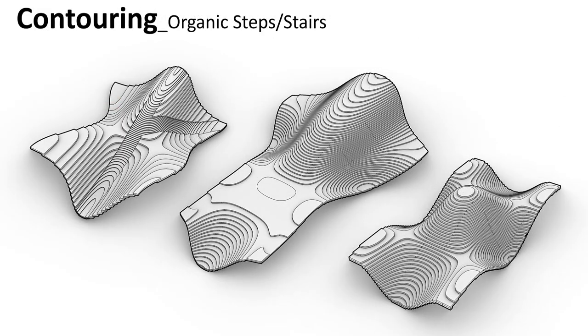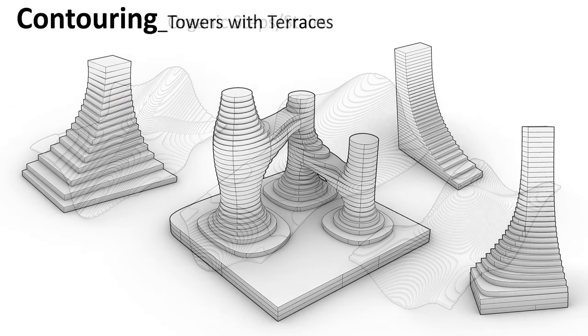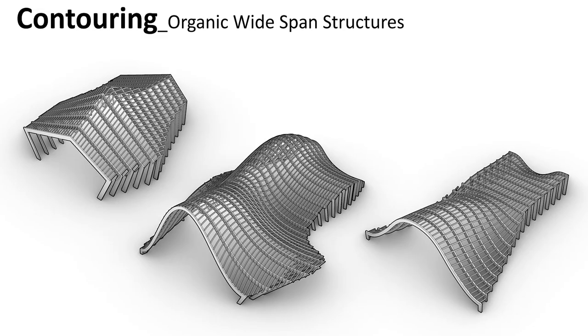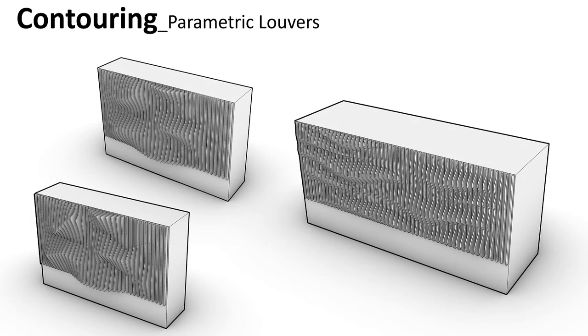It can be used for parametric stairs or steps like this. It can also be used to create floors for this type of organic towers or towers with terraces. It can also be used to generate structure for complex shapes. And it can also be used to create these parametric louvers.